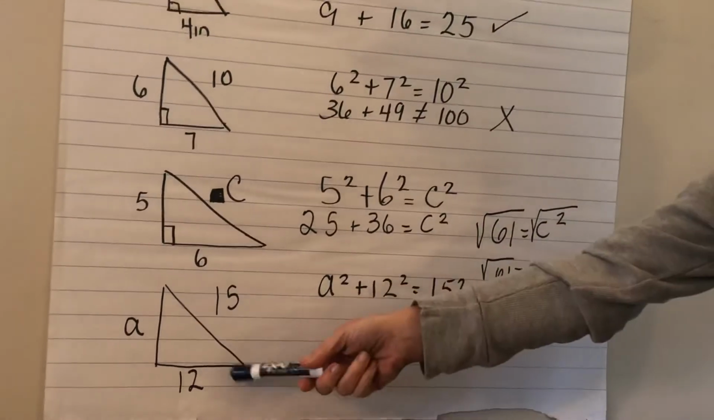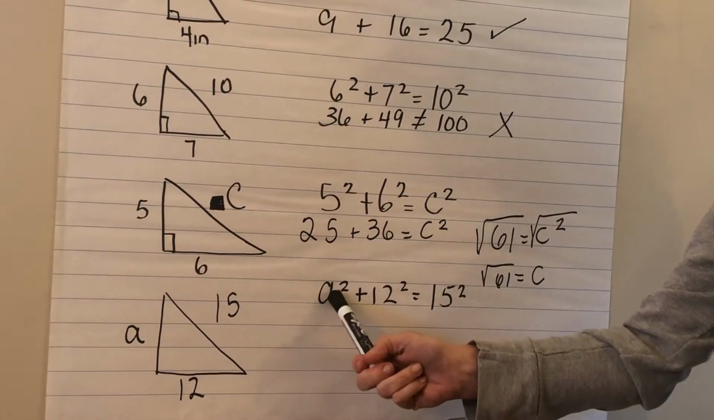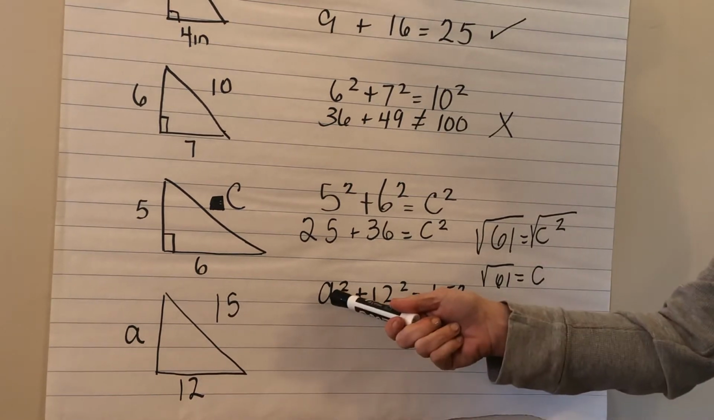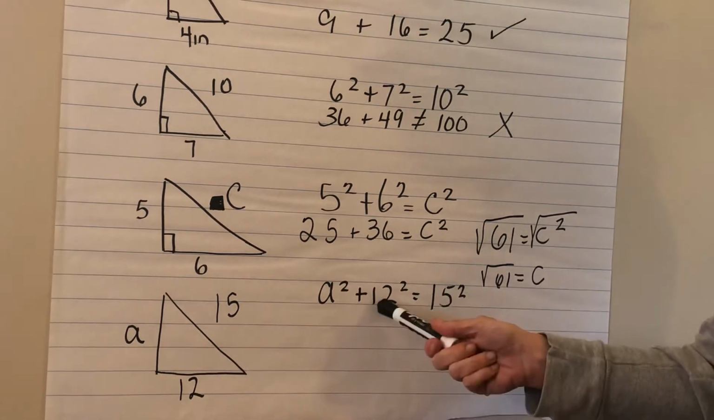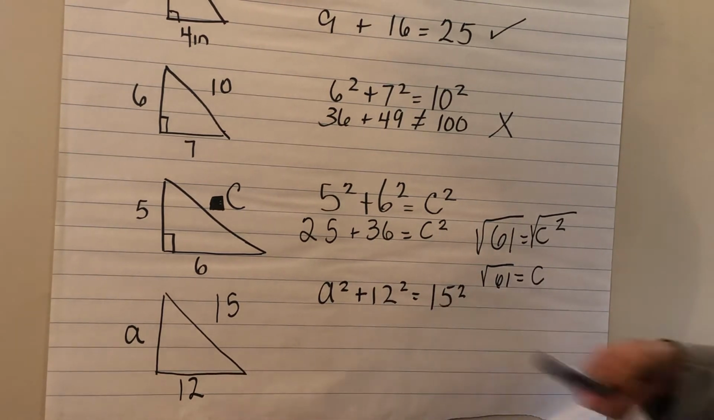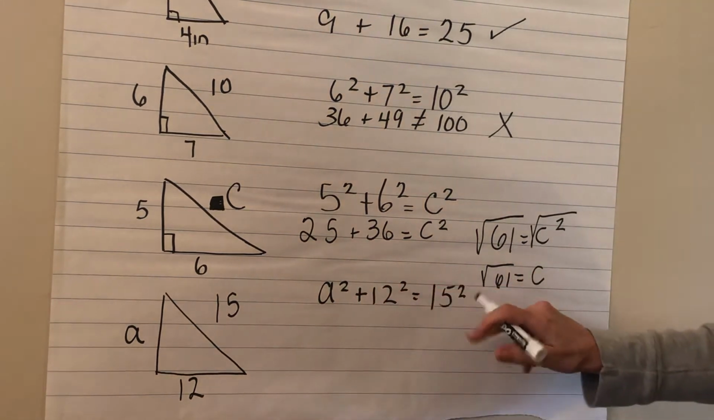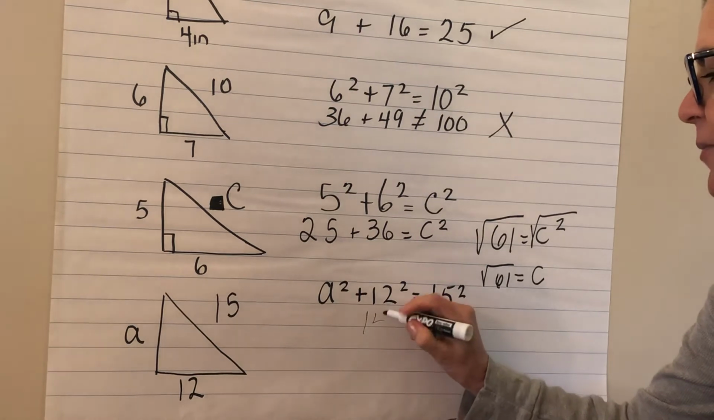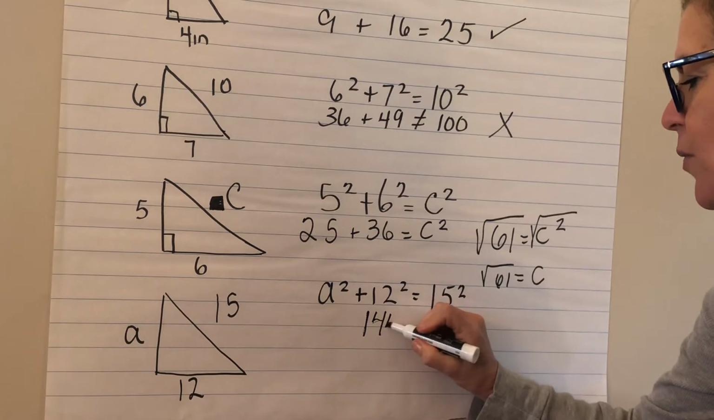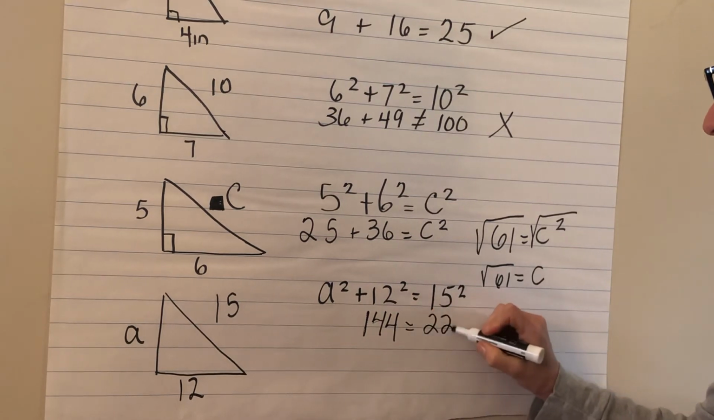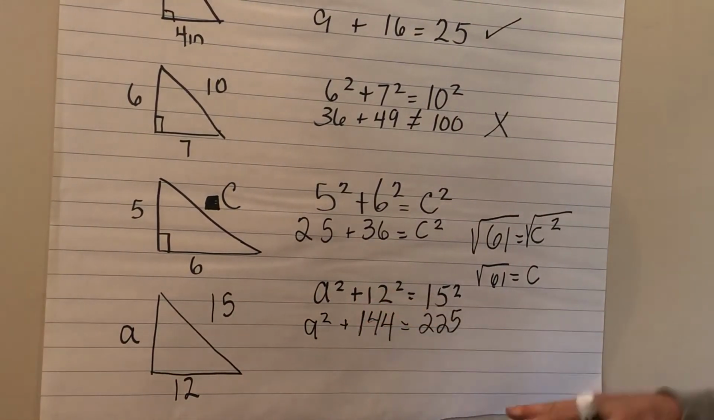Now we're going to use an example where we're trying to find the missing side, which is a leg. So now we're looking for our A. We set it up as A squared plus 12 squared, which is our other leg, our B, equals 15 squared. So now we have A squared plus 12 squared equals 15 squared. We simplify that: 144 and 225, and we drop down our A squared, right? So now we have an algebraic equation.